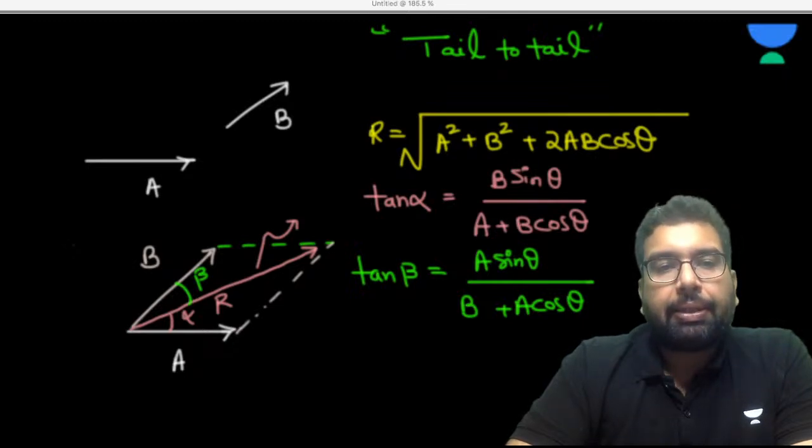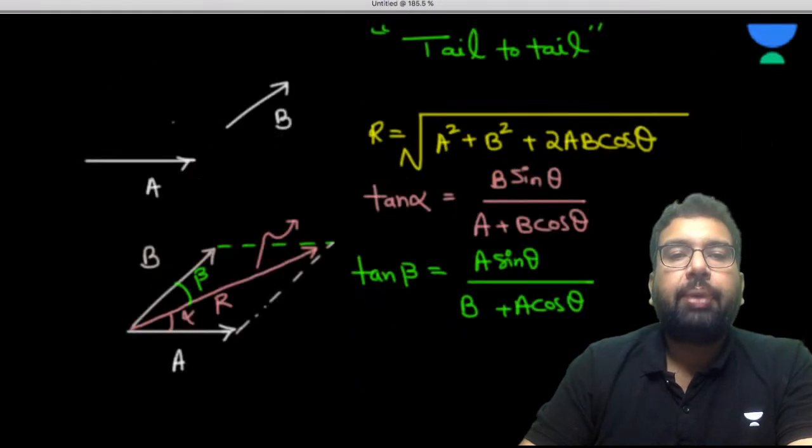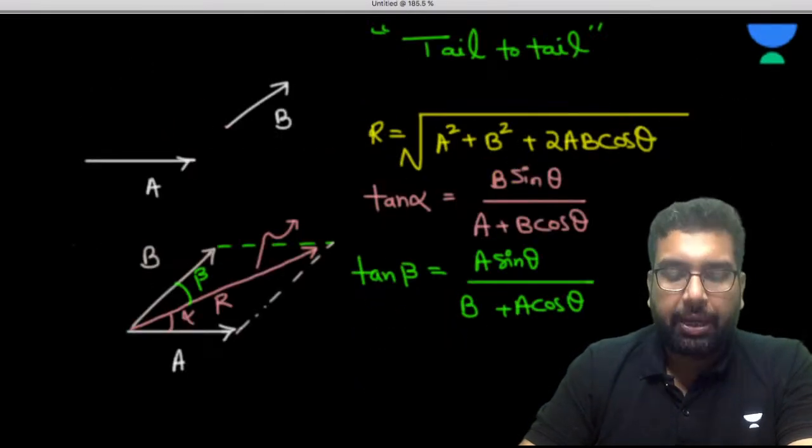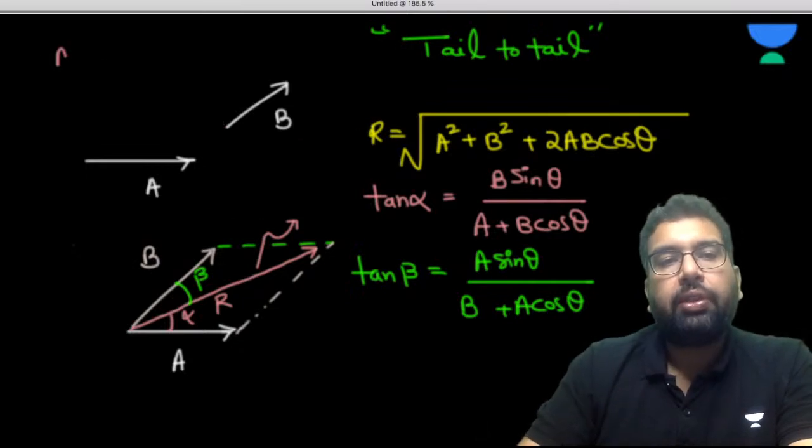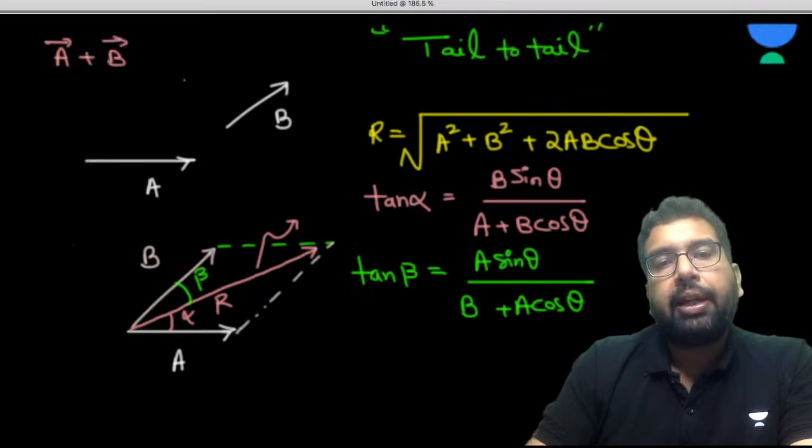Please understand this. When we say vector subtraction, these two vectors were A and B. I have added them, so this is the resultant when I add A plus B. The resultant is R.